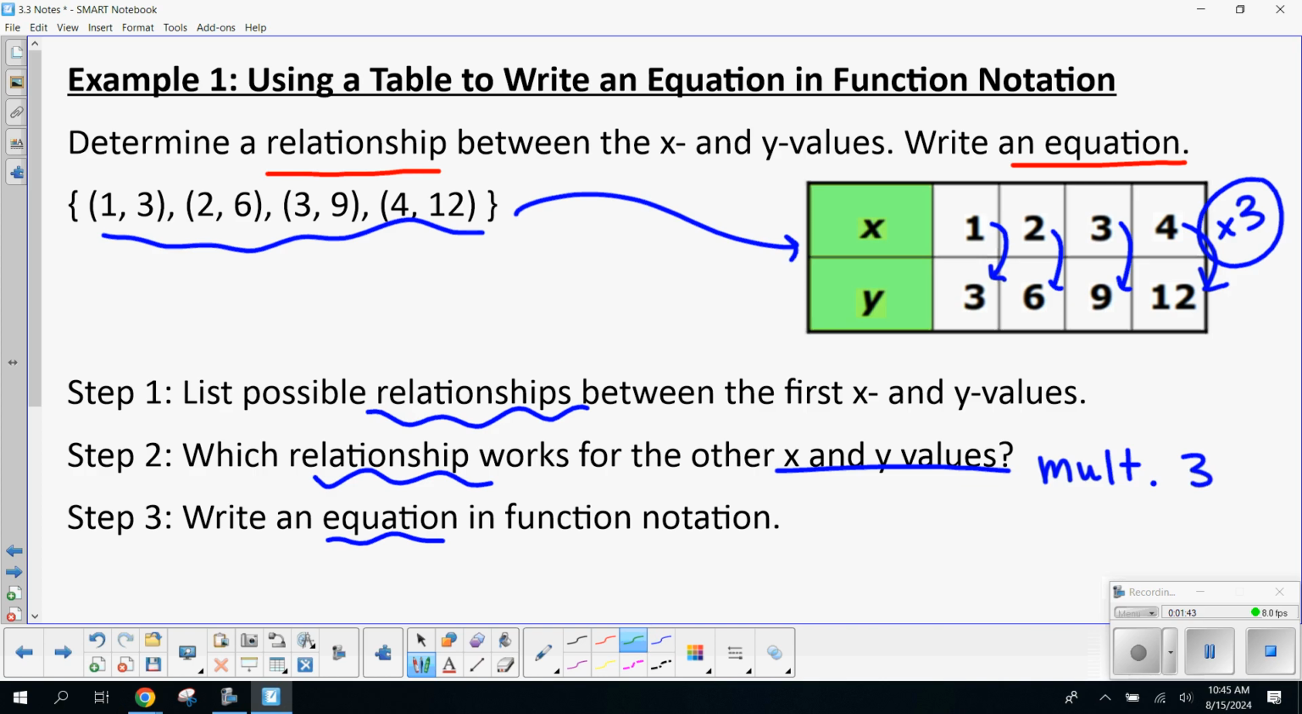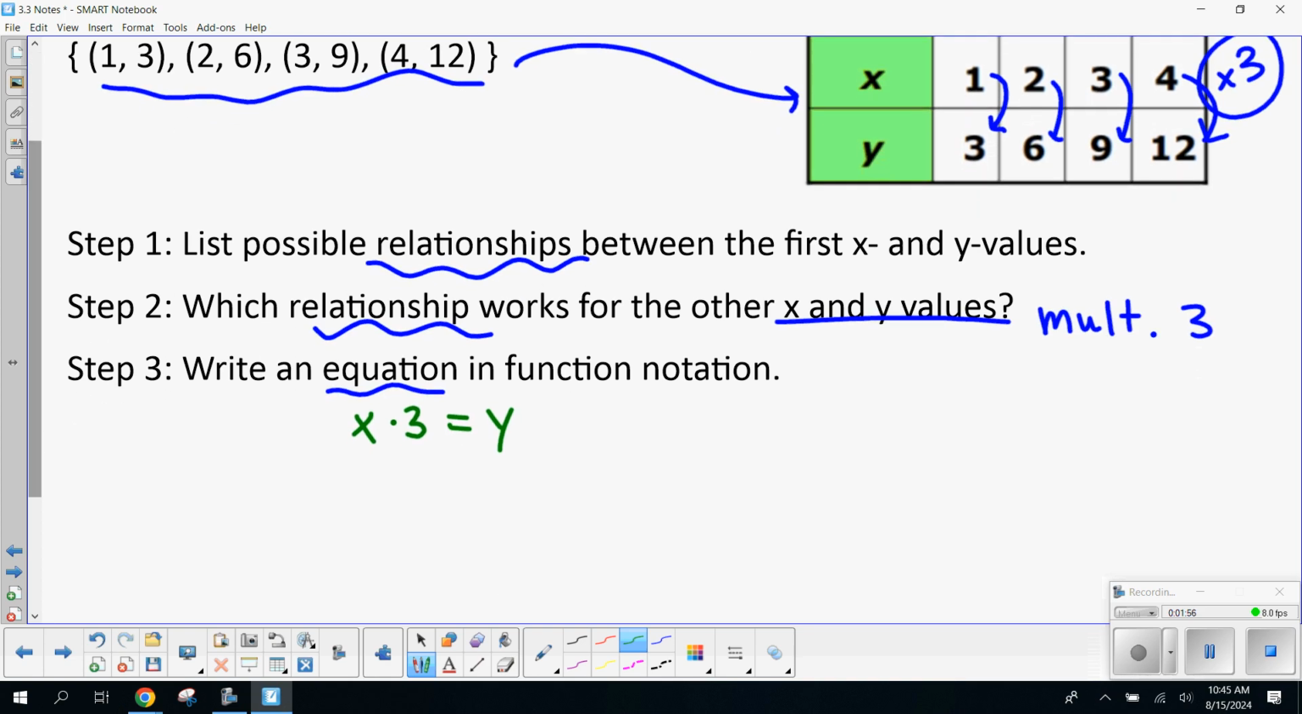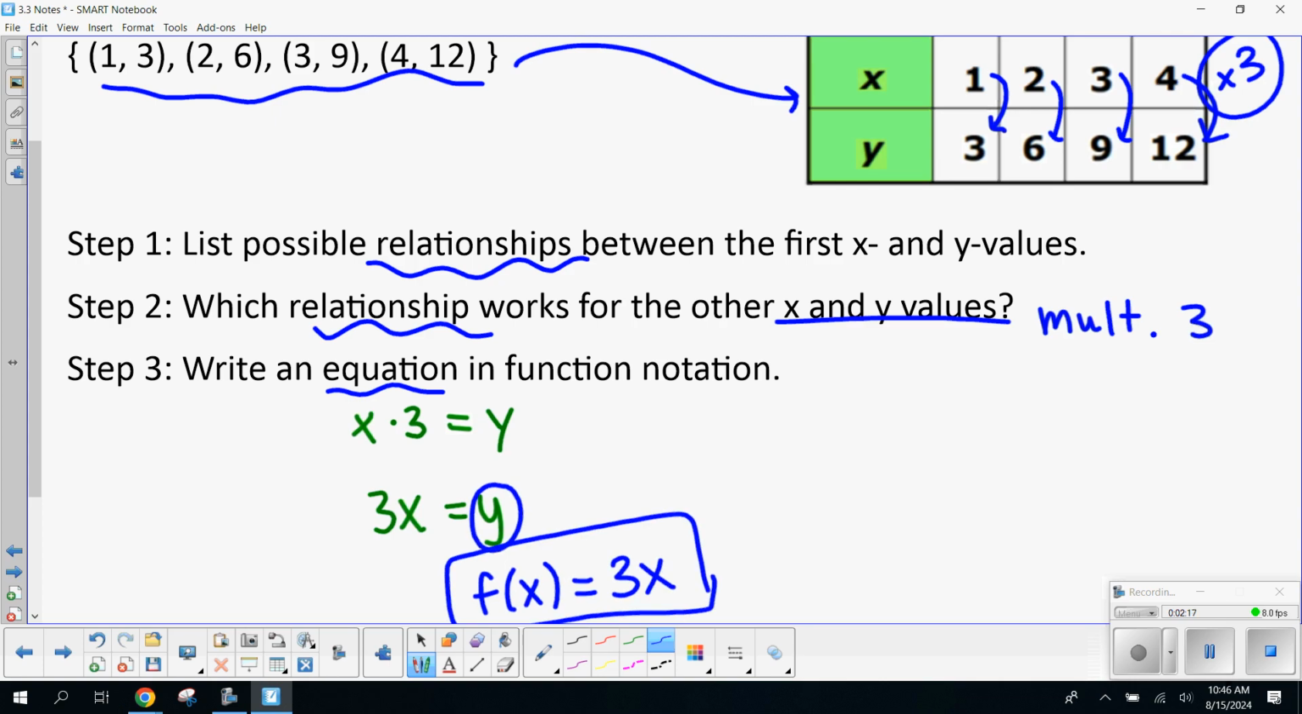And so now we just write that in terms of an equation, okay? So the way we write that is we take our x and we multiply it by 3. And that's going to give us those y values. And so a prettier or a more common way to write this would be 3 times x equals y, or y equals 3x. And then if we want to write this in function notation, we just take the y and we replace it with an f of x. So f of x equals 3 times x. And this is just the prettiest way to write this. The other two are also correct.